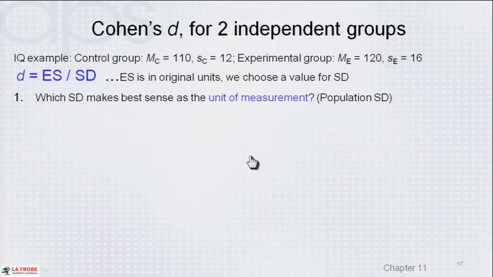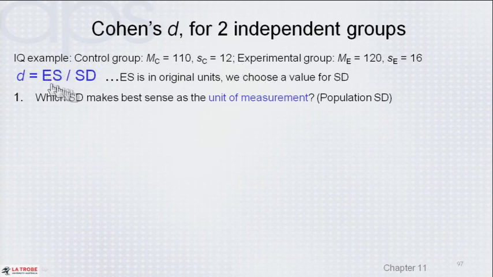Okay, slightly tricky stuff coming up. Let's take an example. I'm working with IQ scores. I've got a control group. You can make up a little cover story with a mean of 110, standard deviation 12. An experimental group, mean of 120, standard deviation 16. I want Cohen's d for the difference between these two independent groups.